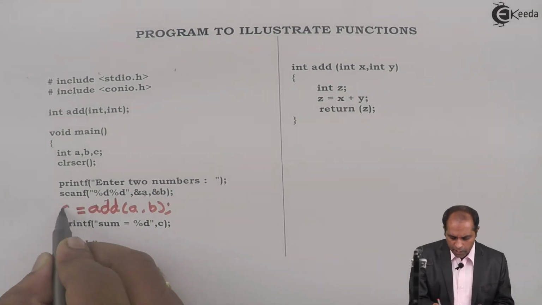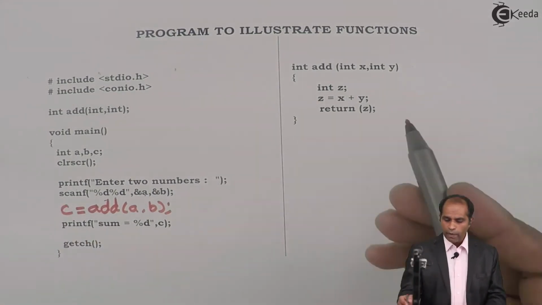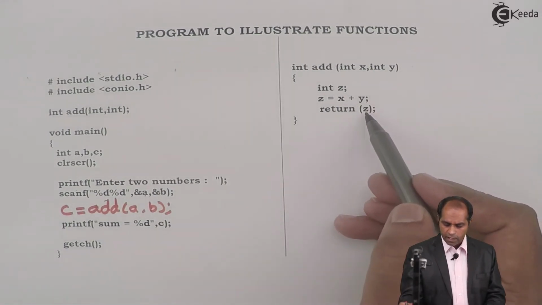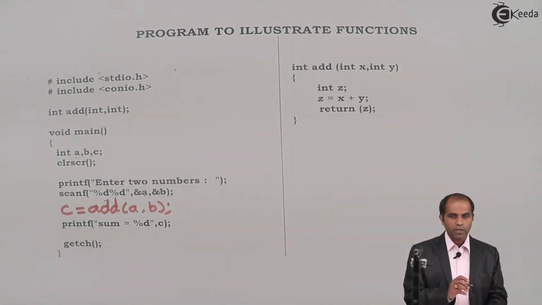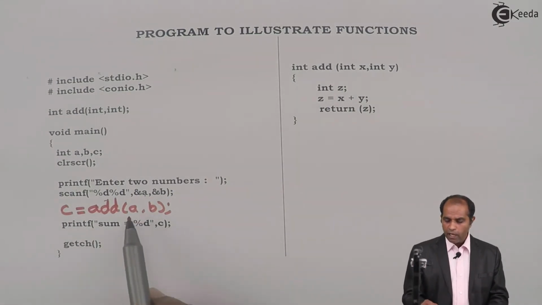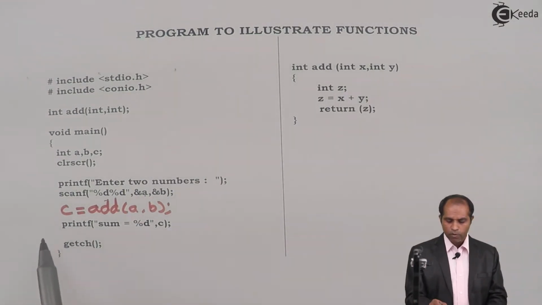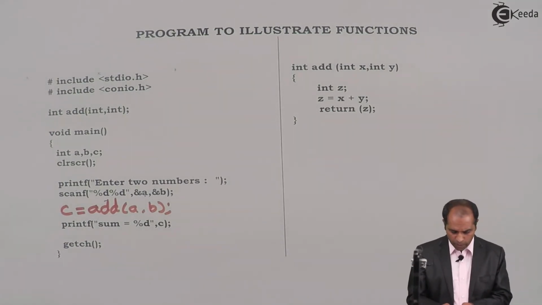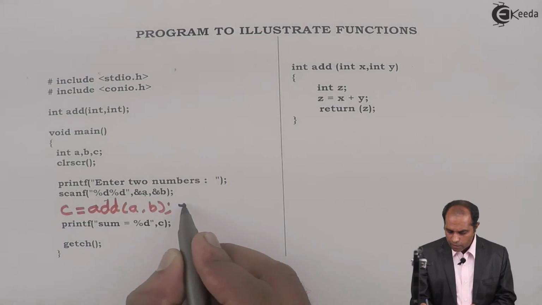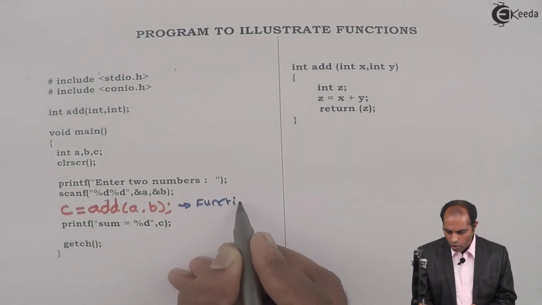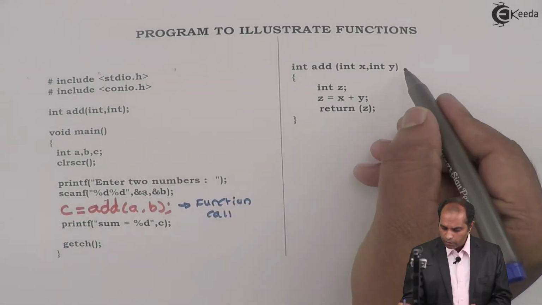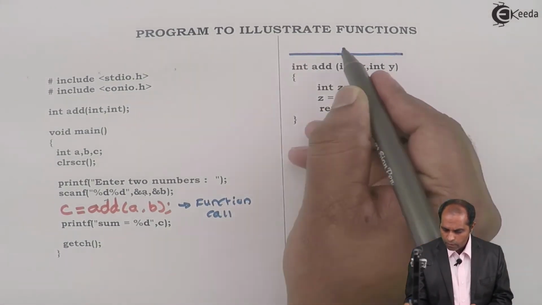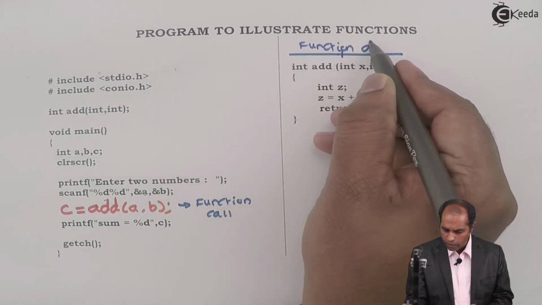Hence on the left hand side I'll say c equals. So the value which goes to this place is now coming back as a result, that is z, and that gets copied onto c. So a and b are copied into x and y, z gets copied into c, and then it says sum equals c. The instruction which I have written at this place is a function call. The one which I have written outside is a function definition.